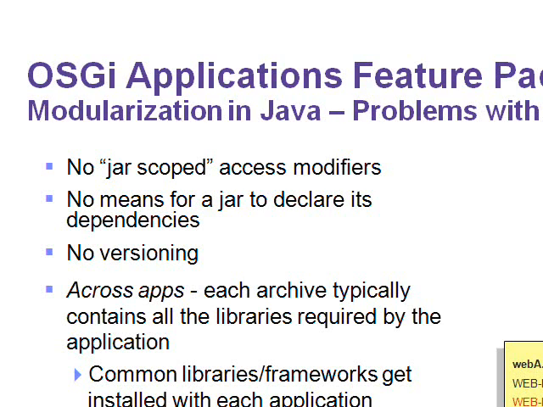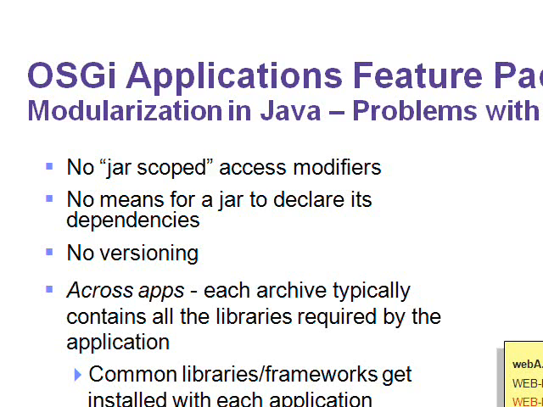The objects, as we know, are embedded in classes in packages. Packages are packaged into jars. Now, do we have jar scoped access modifiers? We have access modifiers at the level of class and below, but at the jar level, do you have access modifiers? No, we don't.